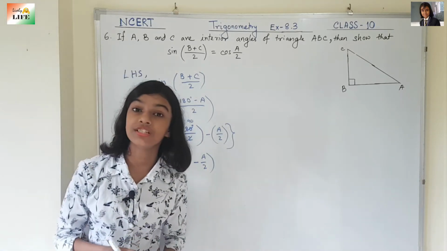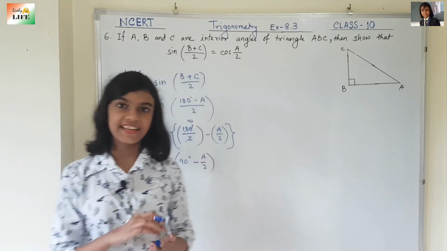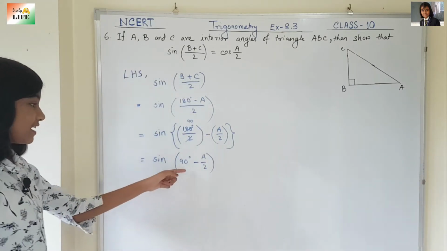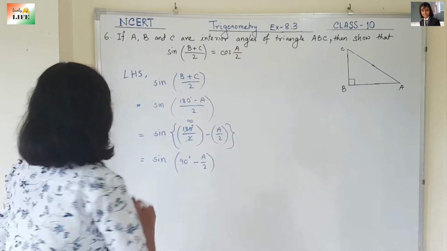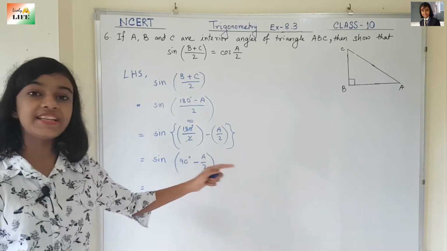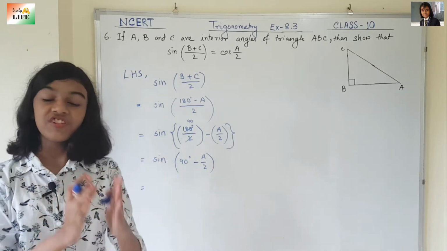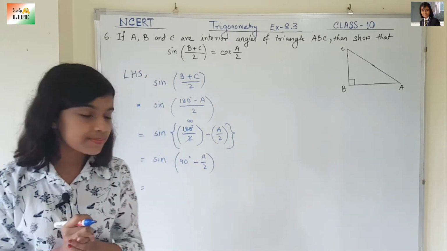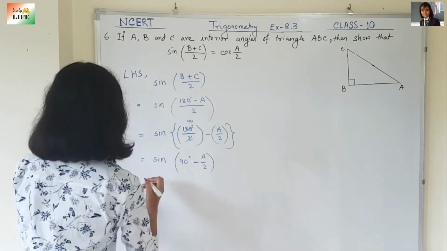So what have we learned earlier? Cos A is sine 90 minus A, right? So sine (90 minus A by 2). What we have to prove? Cos A by 2. We already got the answer. We can write sine (90 minus A by 2) as cos A by 2, right? Because we have learned earlier that cos A is equal to sine 90 minus A. So instead of sine (90 degree minus A by 2), we are going to write cos A by 2.